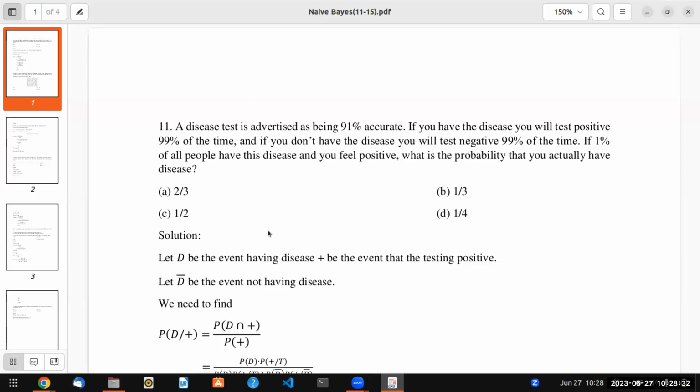In my understanding, there is a disease, and if we take a disease test, it gives us 91% accurate results. If the test was positive, then the disease rate was 99%. If it is negative, then it is also negative 99%. There is 1% of people who have the disease, you will feel positive. Oh God, just now I felt I was clear, but totally it's gone now.